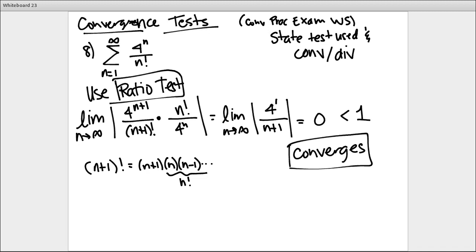So you need to show your work, you need to state the test, show your work, and then say that it converges.